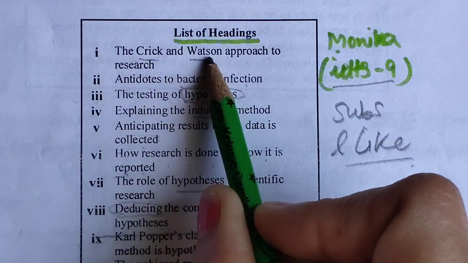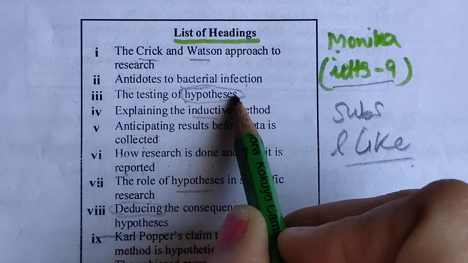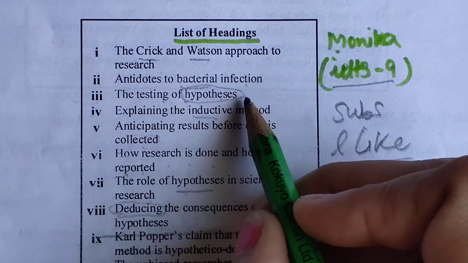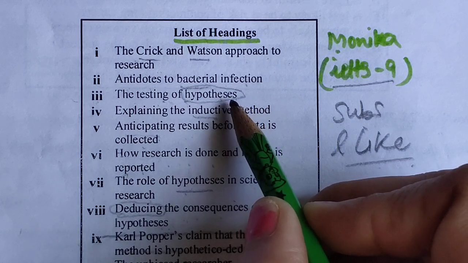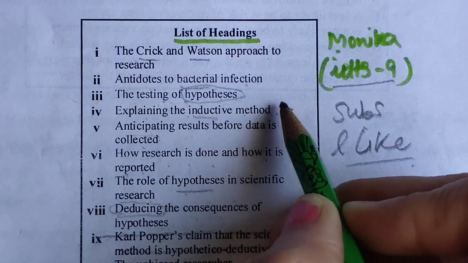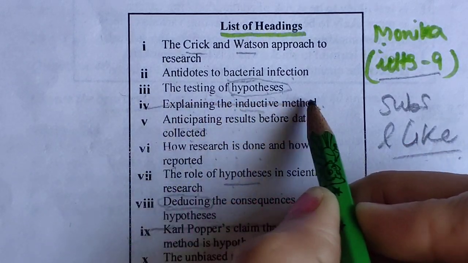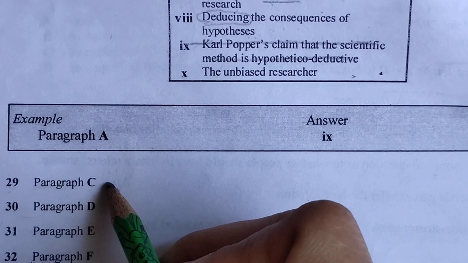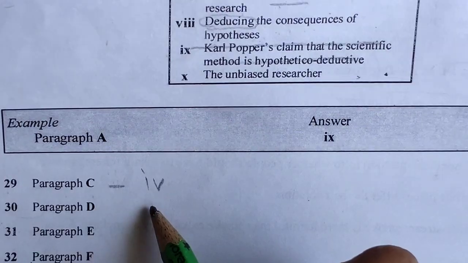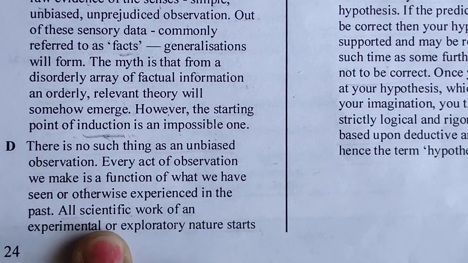So these names were not there. Bacterial infection was also not there. Testing of hypothesis was there, but testing was not there, because in C paragraph that method was just combining raw material kind of thing. Explaining the inductive method, this we can match. So for C we will write it, and we will cut it from our list of options. Initially we have found this is the perfect one. If we find a stronger heading for the next paragraph, then we can change. Now paragraph D. So half of the D paragraph is here.